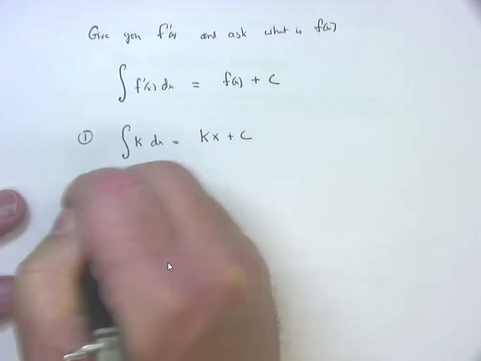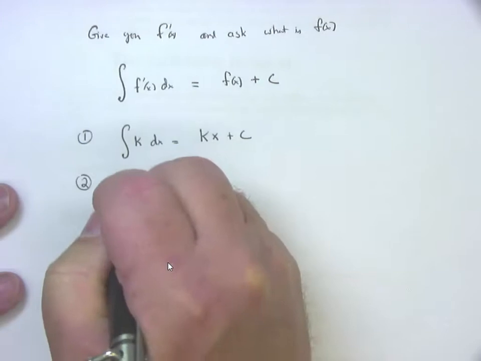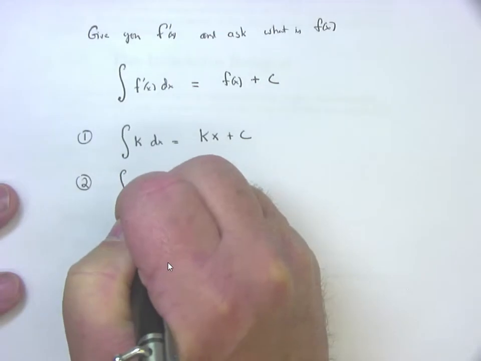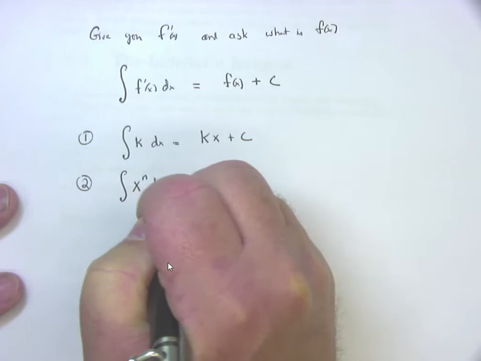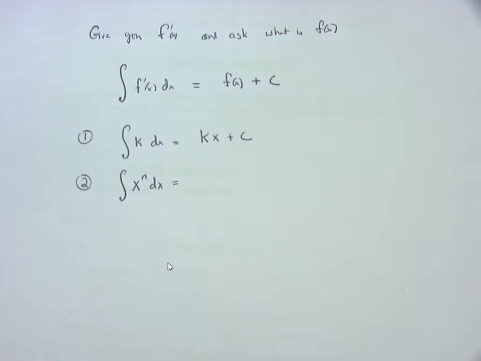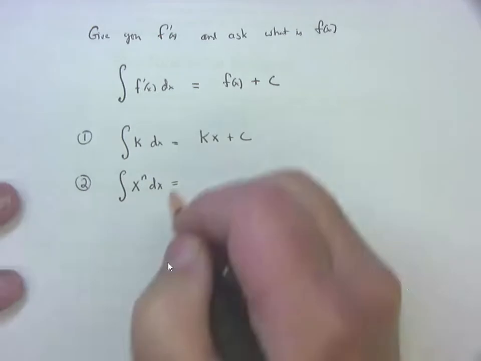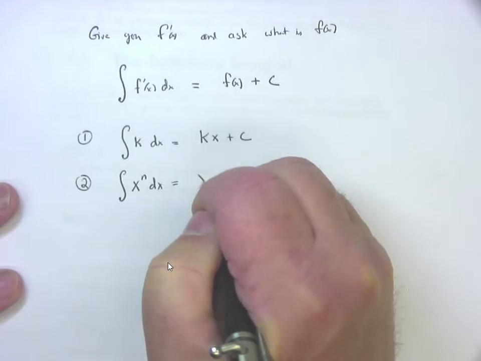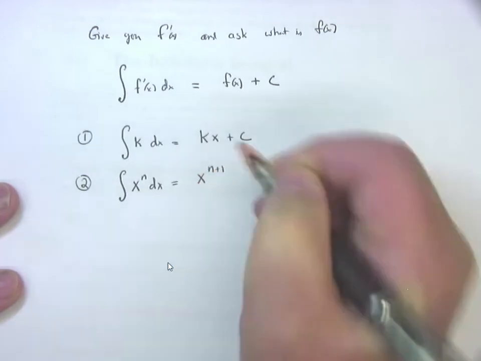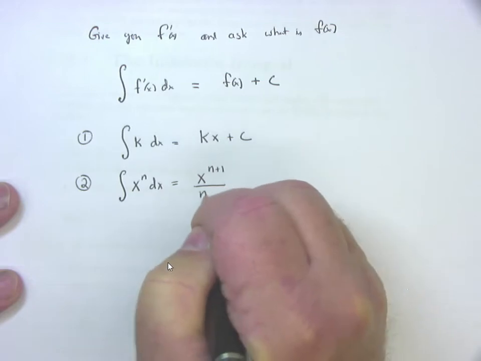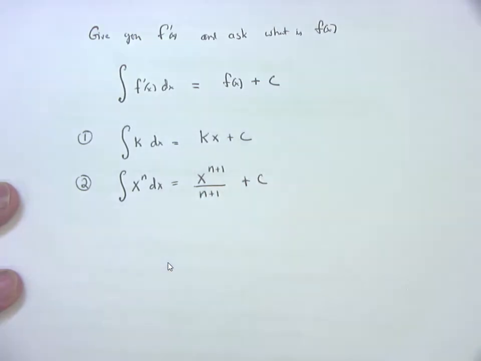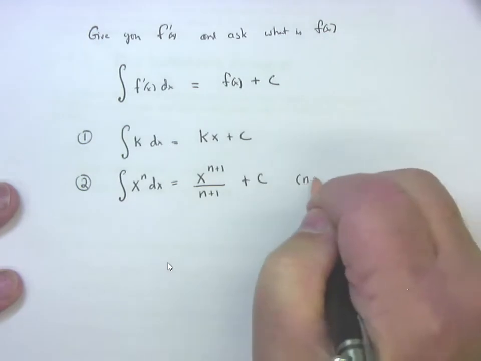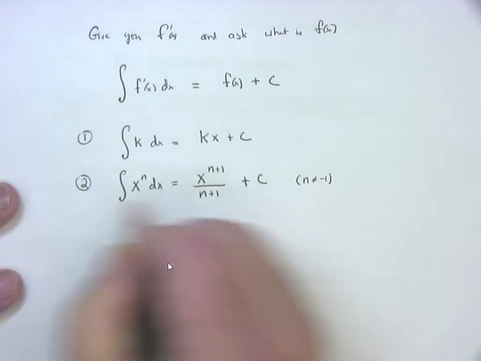Rule number 2 is this. The integral of x to the n dx. This is called the power rule. It's like with derivatives, but in reverse. When we took the derivative of x to the n, we stuck the n out front and subtracted 1. But now we're going in reverse, so we've got to do the opposite. The opposite of subtracting 1 is to add 1. So the answer is going to be x to the n plus 1, and instead of sticking the n out in the front, you stick it in the denominator, divided by n plus 1, plus c, provided n does not equal -1. This is a rule.